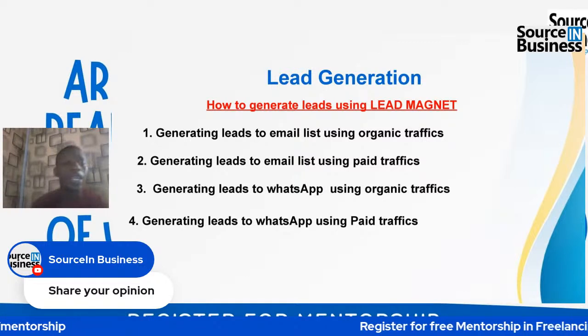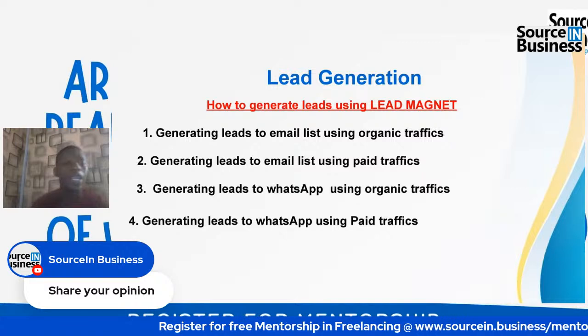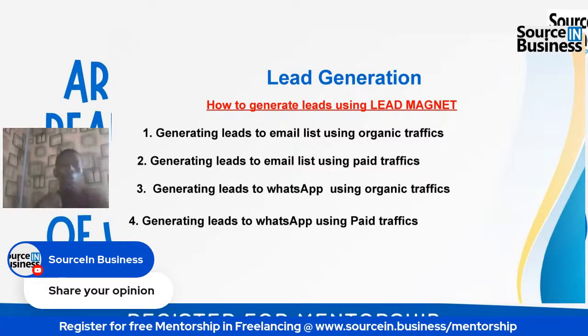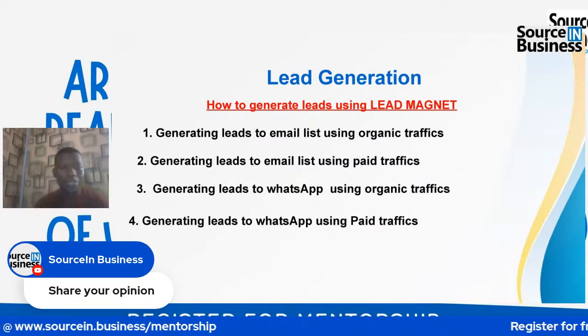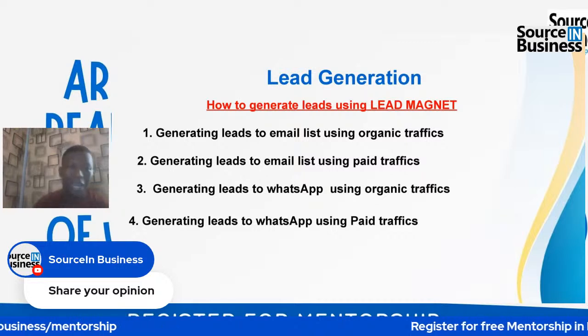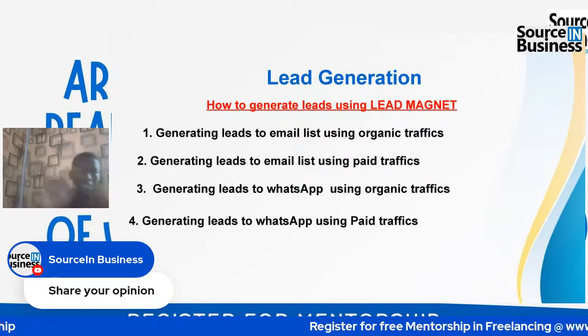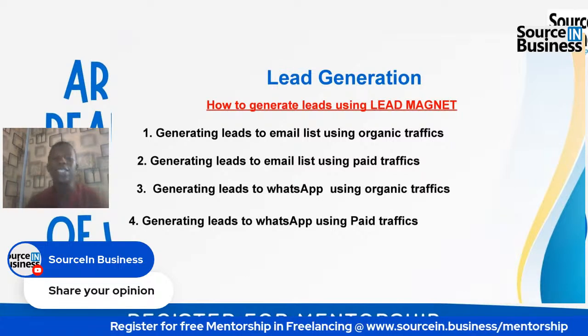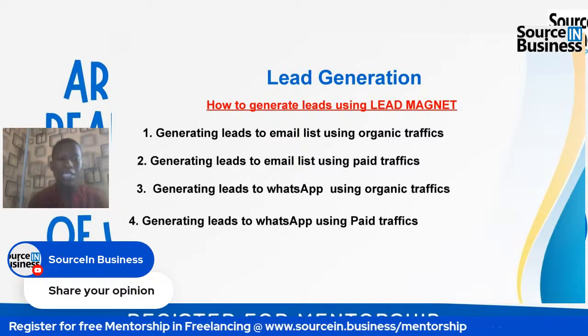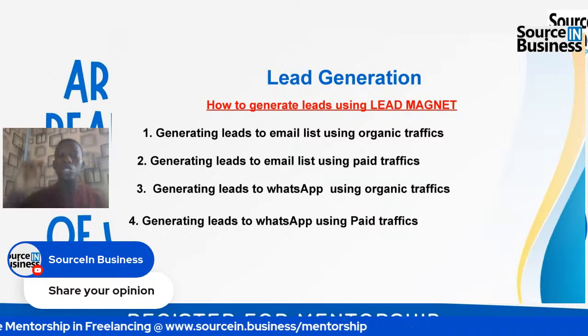So the first strategy I'm going to be sharing using organic traffic, number one, is you can create a WhatsApp link. All right. So you need to learn how to create a WhatsApp link. That is very important when it comes to generating leads to WhatsApp using organic traffic, because it is that WhatsApp link that you're going to share.